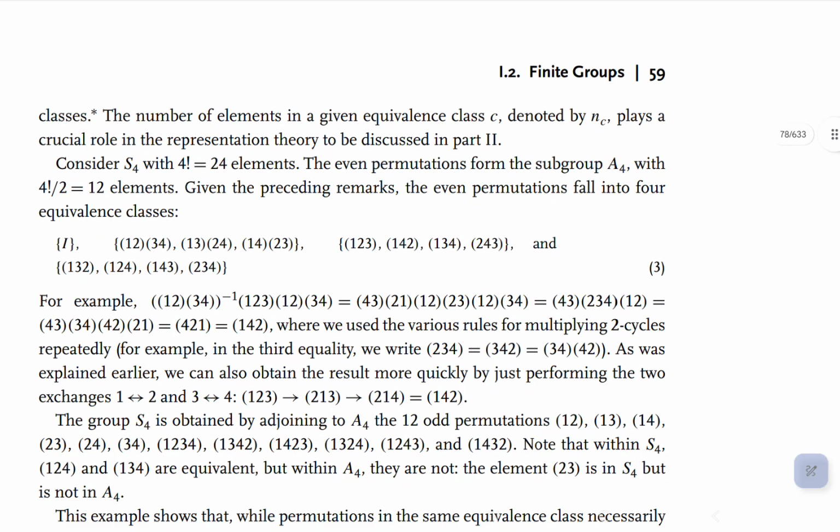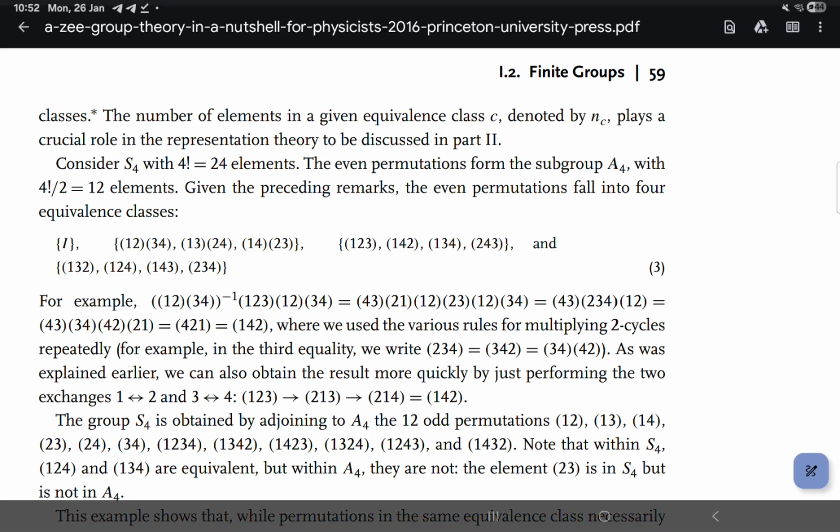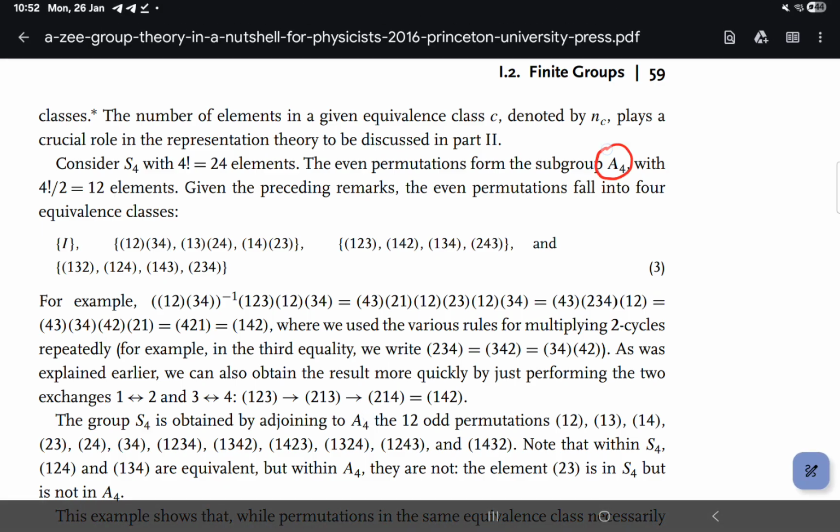Let's see, what does A4 mean here? Why do we have an S4 and an A4? Do they mean anything different?